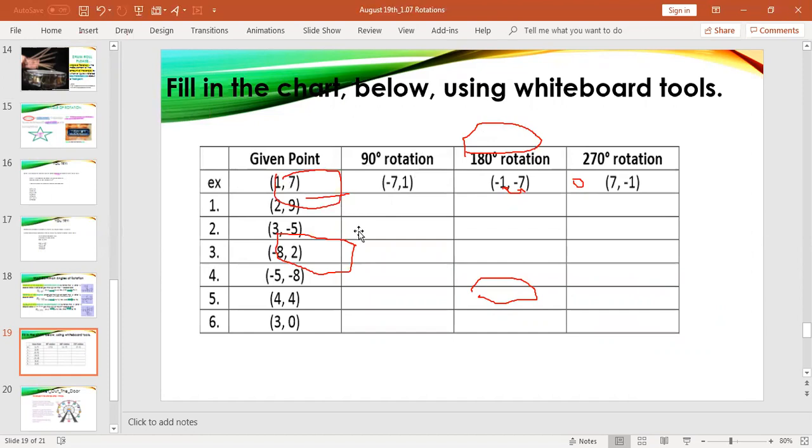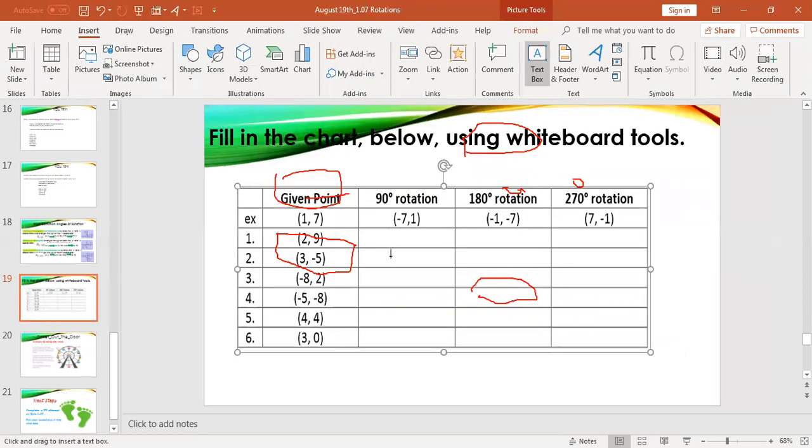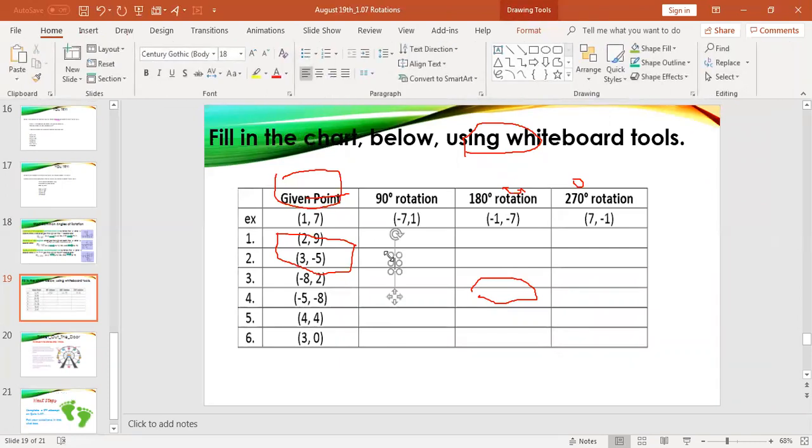Okay, so let's go to the second problem here. If we have the point (3, -5), remember 90 and 180 switch the coordinates. So if we switch these coordinates, we're going to have (5, 3). But remember, since 90 is the first angle of rotation, we're going to change the sign on the first coordinate. So it becomes (-5, 3).